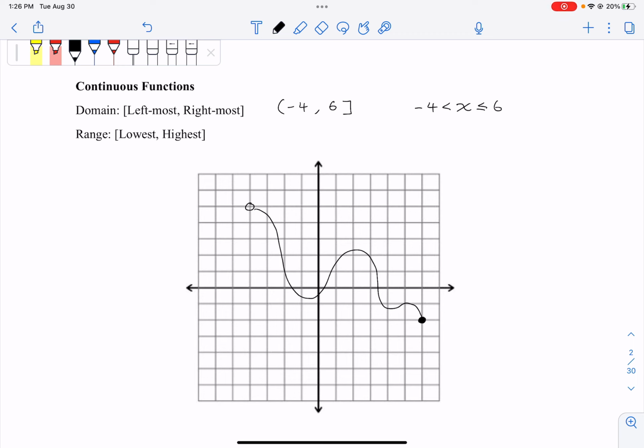If we look at our range, the lowest it can be is -2. And the highest it can be is 1, 2, 3, 4, 5. For the lowest, it actually hits -2, and for the highest, it gets very close to 5, but it doesn't hit 5. And if we wanted to write our domain and range, it's -2 less than or equal to y, which is less than 5.